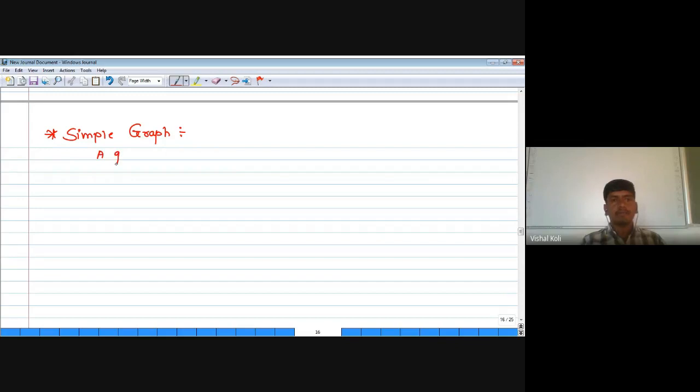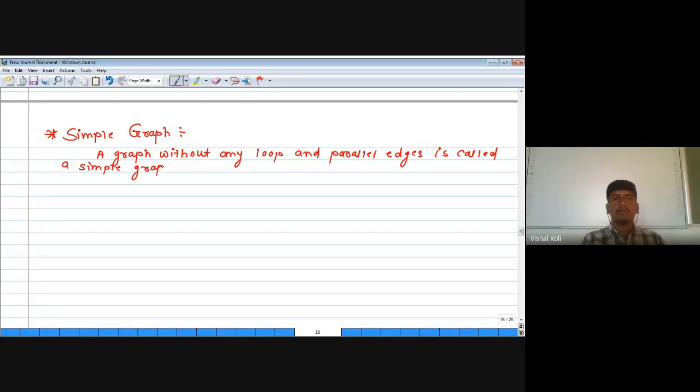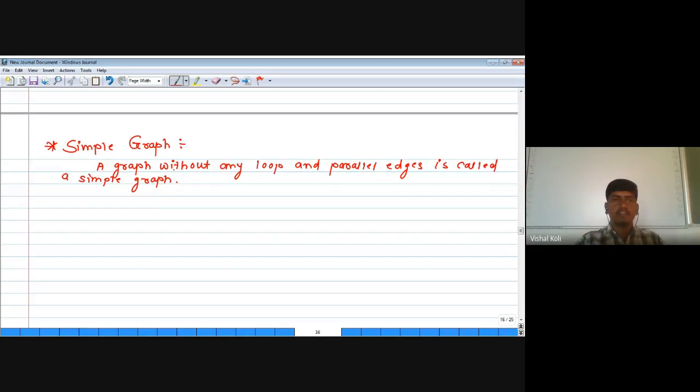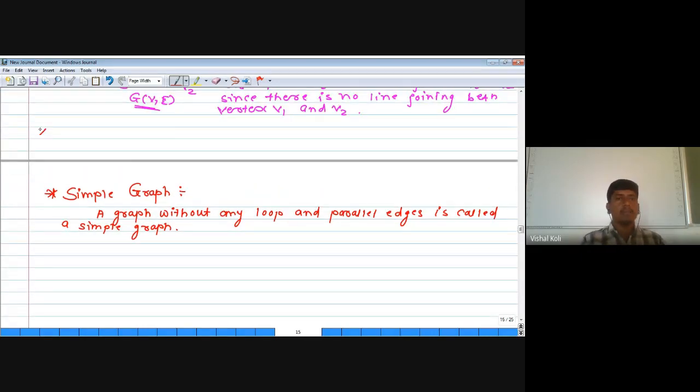A graph without any loop and parallel edges is called a simple graph. Before going to the definition of simple graph, let us see what are the parallel edges.